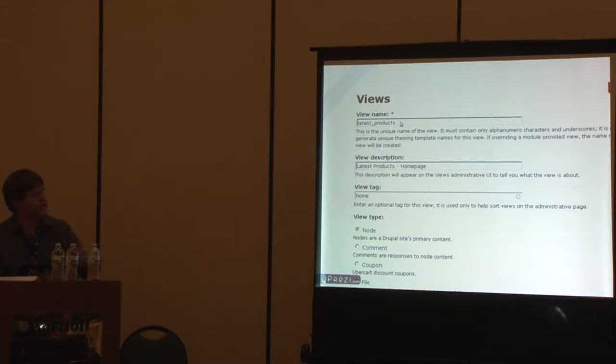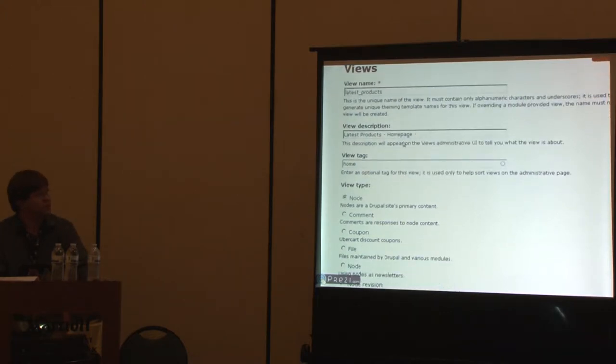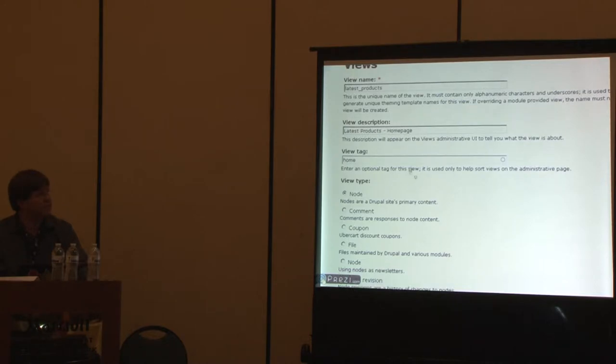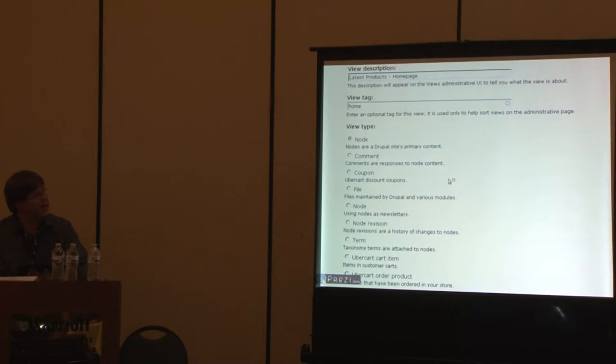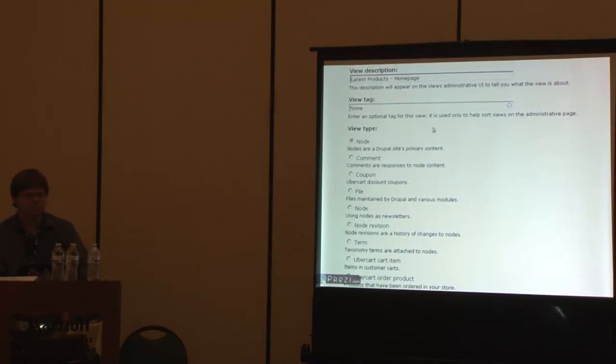That is to say, if you create another module that creates a latest products view, you probably don't want to name it latest_products. The view description is what's going to appear in the list of views, so it makes it easier for you to pick it out of that list. View tag is just a grouping thing. View type, in general, you can ignore this. 99% of the time, you're going to be using Node.